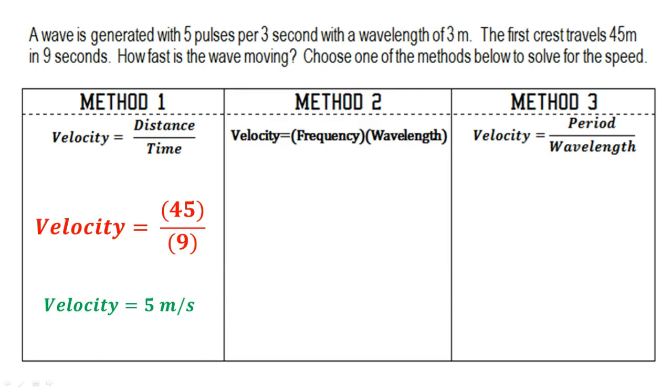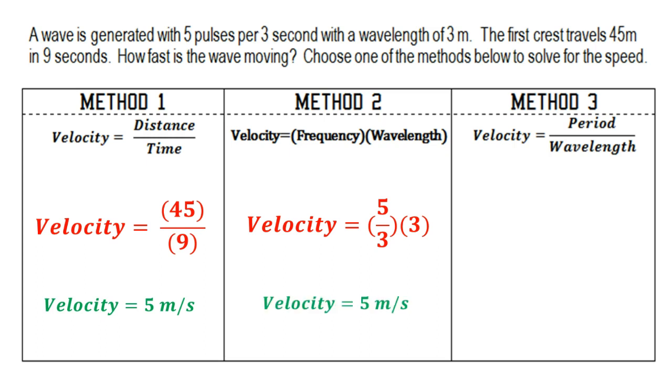My frequency represents the number of waves or pulses over time. In this case, the wave is generated with 5 pulses every second. Wavelength is 3 meters, so velocity equals 5 pulses per second times 3 meters. Regardless of how I calculate that answer, I end up with a velocity of 15 meters per second.